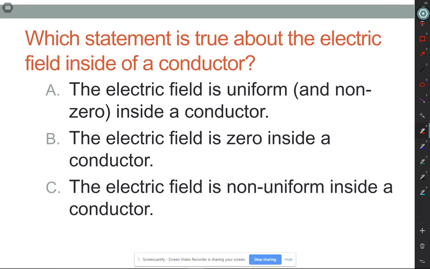Here's a question that you already know the answer to. Which statement is true about the electric field inside of a conductor? So if I have a conductor like a solid piece of iron, what's the electric field inside of that solid piece of iron? It's zero. It's zero because if it wasn't zero, then conduction electrons on the inside of the conductor would have a net force on them. And that net force would make them move. And they would redistribute themselves until the net force was zero.